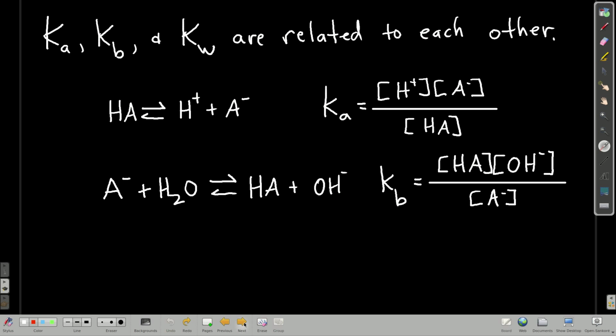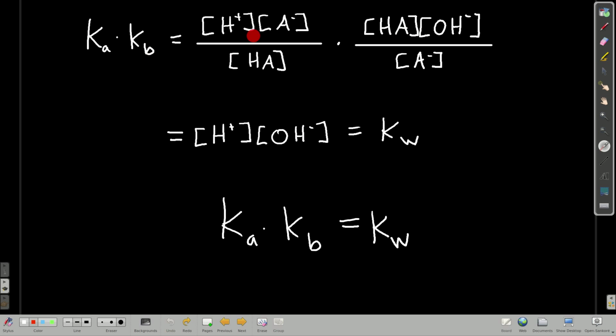Now watch. If we just multiply Ka times Kb, look what cancels. And what's left over? Concentration of the conjugate base cancels. The concentration of the acid cancels. All we have left is hydrogen ion concentration times hydroxide ion concentration, which is Kw, right? So the thing to get out of this is Ka times Kb is equal to Kw, but remember that Ka and the Kb are for a weak acid and its conjugate base, or a weak base and its conjugate acid, same thing.